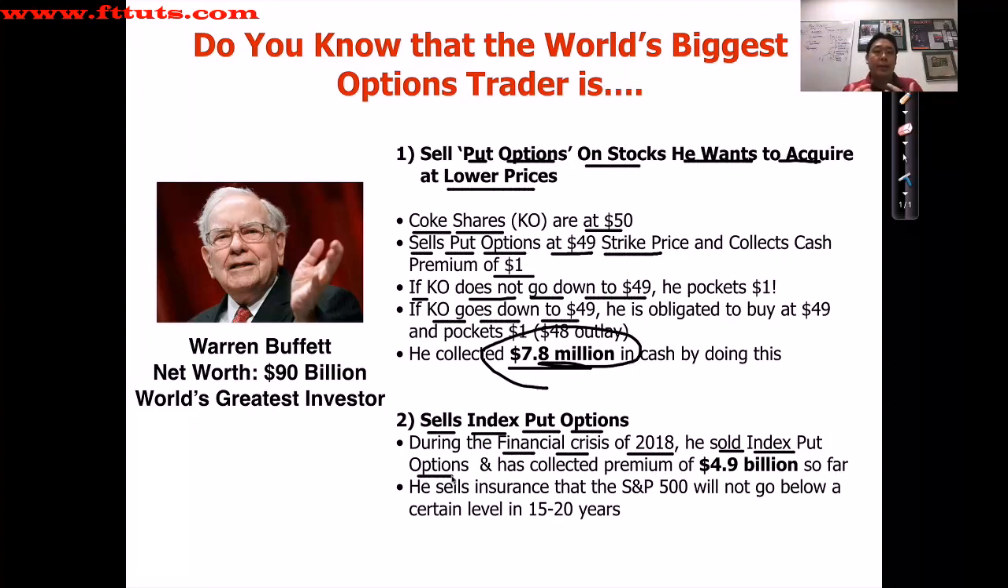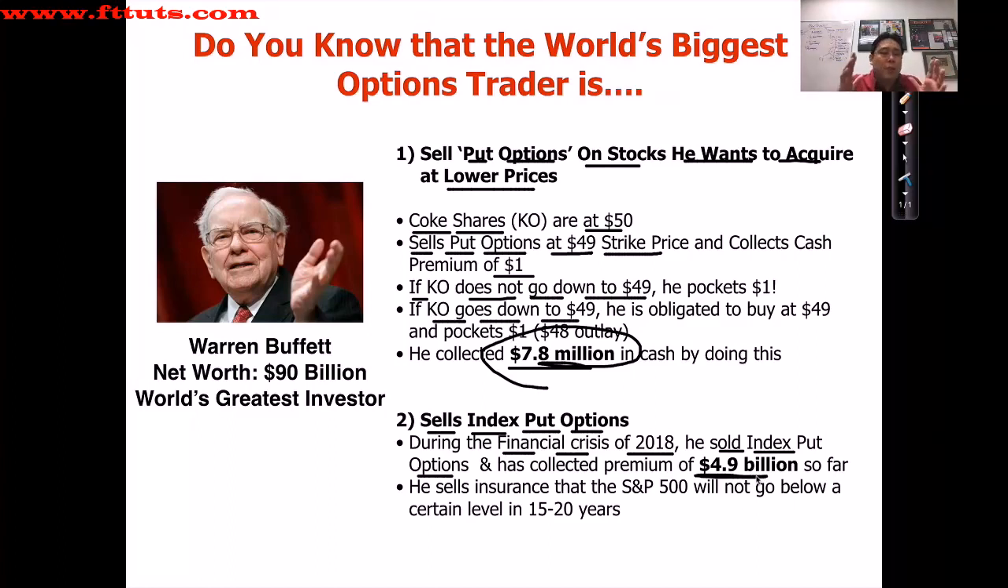In other words, again, he sells insurance to tell people, hey, if the index drops below a certain level, I will buy the index, which he wants to do anyway because he knows that it will go up in the long run, because he's a long-term investor. But in the meantime, he collects premium for selling insurance. And in total, during the financial crisis of 2008, he collected $4.9 billion of premium by selling put options on the S&P 500 index. So you're going to learn all these strategies in the program.